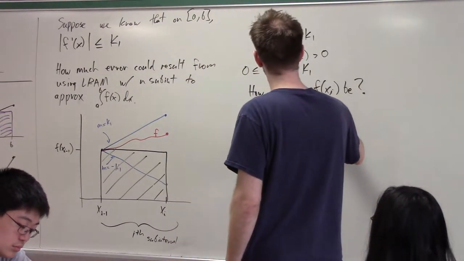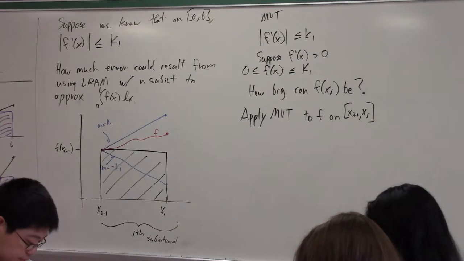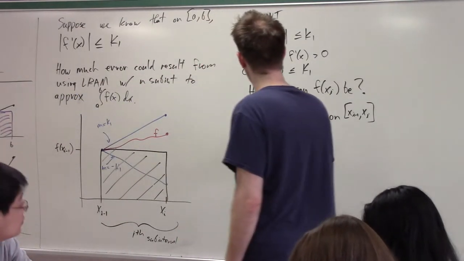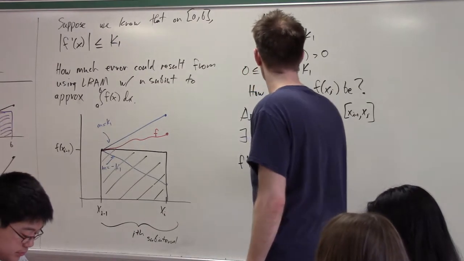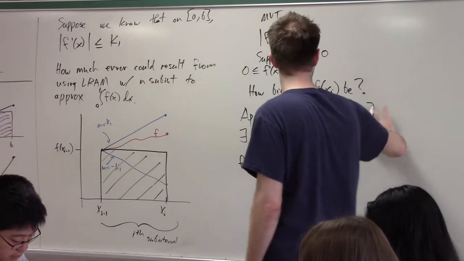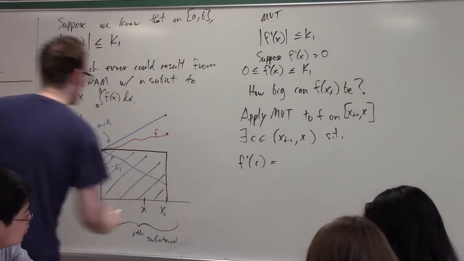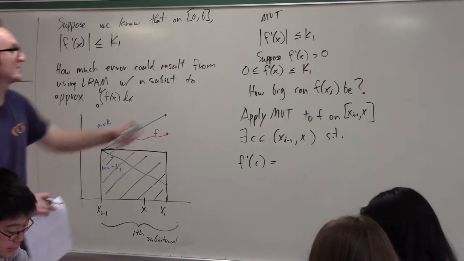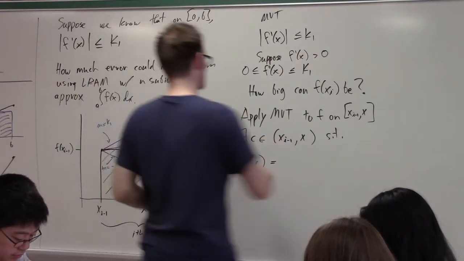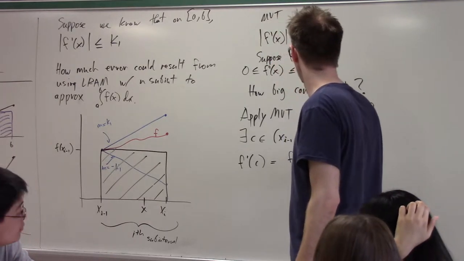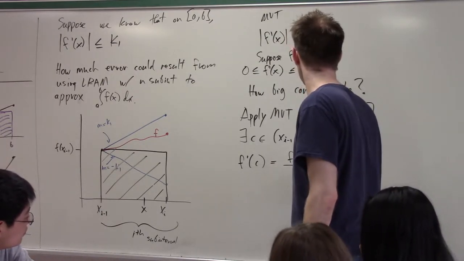Well, you just apply the mean value theorem to f on the interval x sub I minus 1, x sub I. And the mean value theorem says that there exists some point C on that interval such that the derivative at C is, I'm going to apply the mean value theorem to f on the interval x sub I minus 1, x. So let x be just some point somewhere in that interval. And what I want to say is, so if I go from the left endpoint to any point whatsoever, then there's some point in between such that the derivative is f of x minus f of x sub I minus 1 over x minus x sub I minus 1.